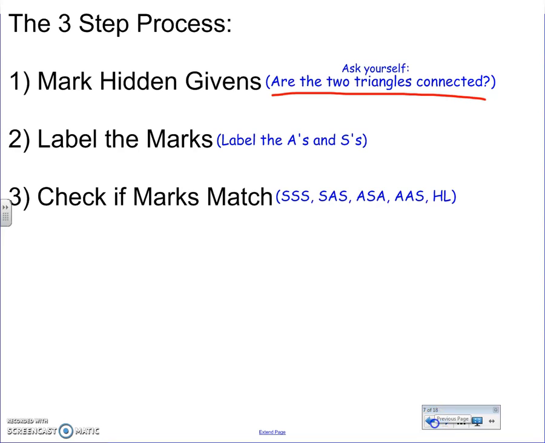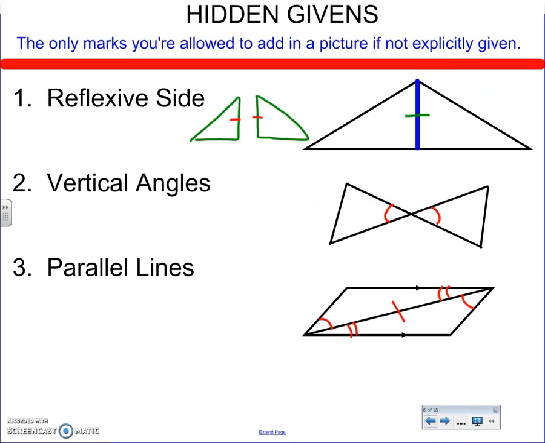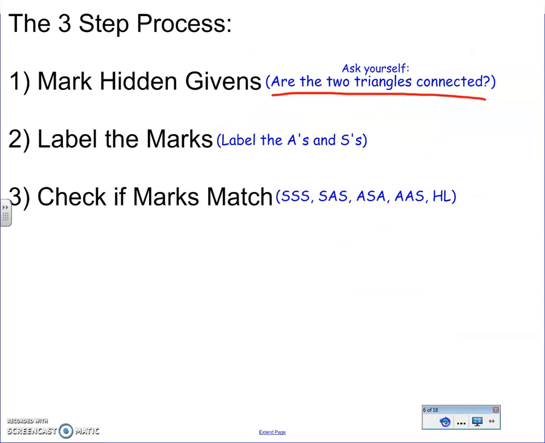All right, so notice the first one. These 2 triangles are touching in the middle, right here. In the second one, these 2 triangles are touching right here. Third one, these 2 triangles are touching in the middle. Right, so they're touching, there's probably a hidden mark, either vertical angles or same side. Then you label the marks using A's and S's. Then you check if the marks match and do the 5 sufficient conditions. So triple S, SAS, ASA, AAS, HL.